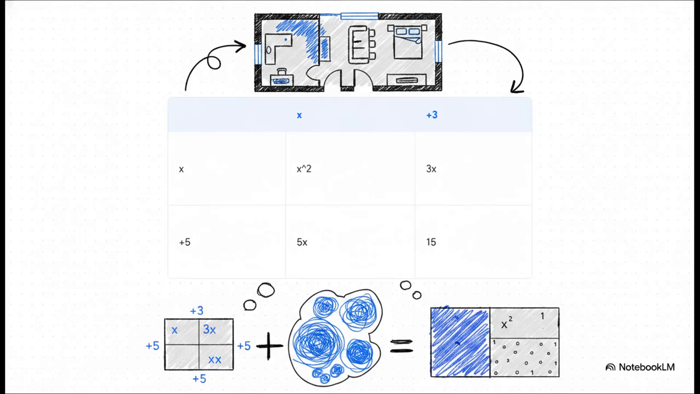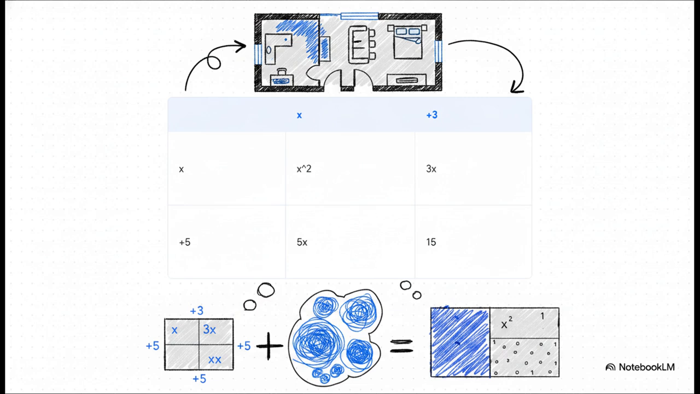But what happens when we multiply two binomials together? Well, for binomials, we can use this fantastic tool called an area model. It's literally just like finding the total area of a physical rectangular room by multiplying its length times its width. For x plus 3 times x plus 5, we put x and positive 3 across the top and x and positive 5 down the side. Then we just multiply the intersecting rows and columns.